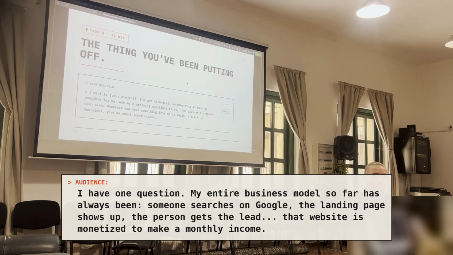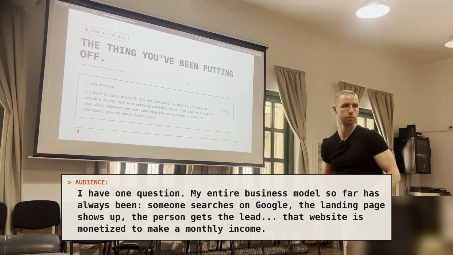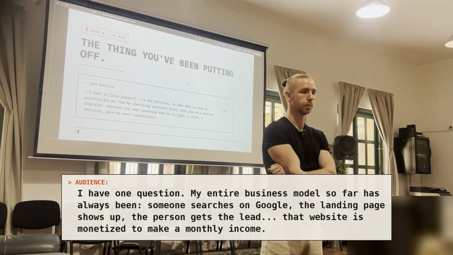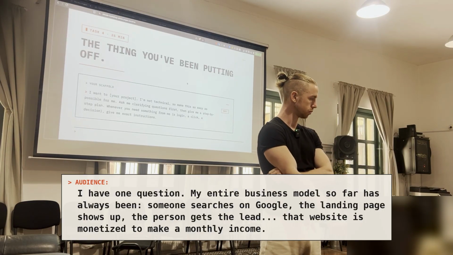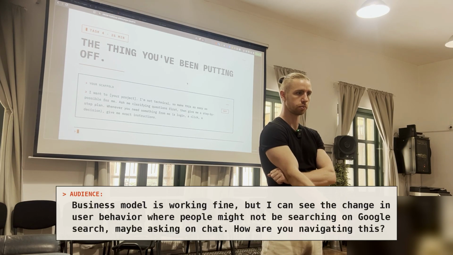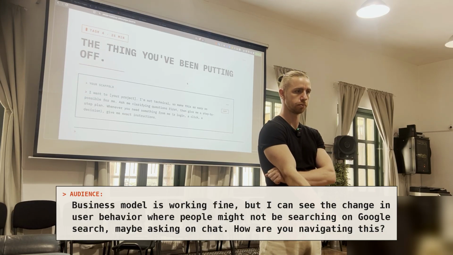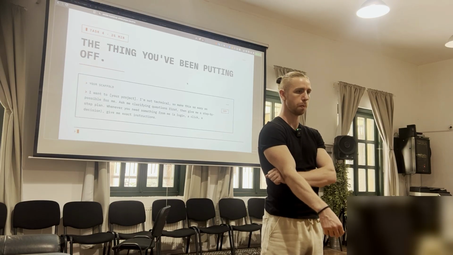I have one question. My entire business model so far has always been someone searches on Google, the landing page shows up, the person gets the lead, and then that website is monetized and makes a monthly income, and everything's fine. The business model is working fine, but I can see the change in user behavior where people might not be searching on Google, maybe asking on ChatGPT. How are you navigating this? Currently it's working. People do still search on Google. It ranks, but I do know there is a change in behavior patterns.